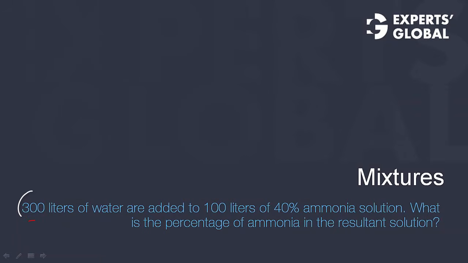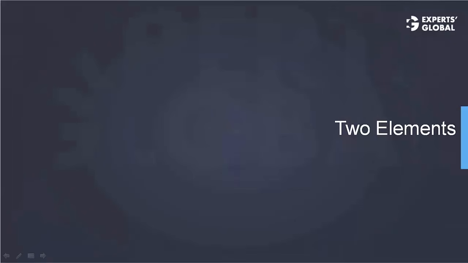See, the point is that 300 liters of water has been added. So the total solution, which was 100 liters, now becomes 400 liters. The total volume has become 4 times, and therefore the concentration would become 1/4. 1/4 of 40% is 10%. That's how you solve it very quickly. Let's move to the first concept.